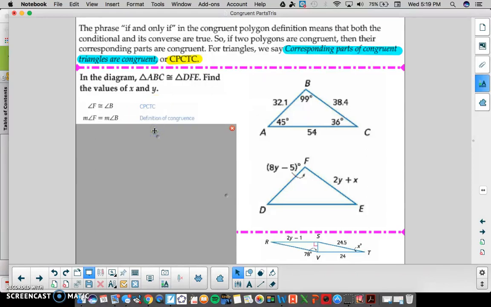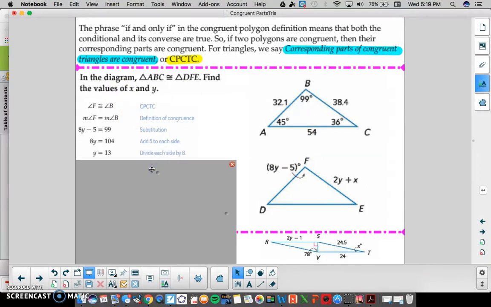Then we can set the measures equal. So we can substitute in the expressions for those angles and then solve for y. So we can find y is equal to 13. And of course we could plug it back in and find that angle F is 99 degrees.